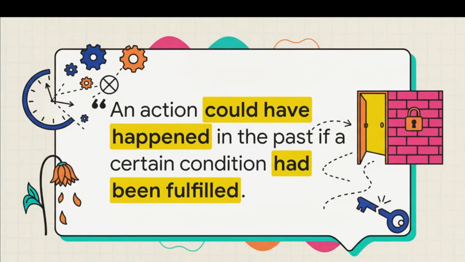And this quote really nails it. An action could have happened if a certain condition had been fulfilled. But the key phrase there is had been. The reality is the condition was not fulfilled. That door is locked, the moment is gone, and all we can do now is imagine what was behind it.